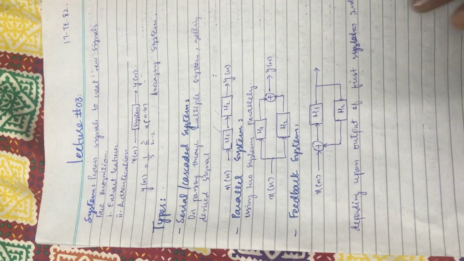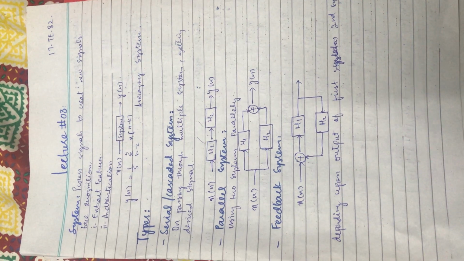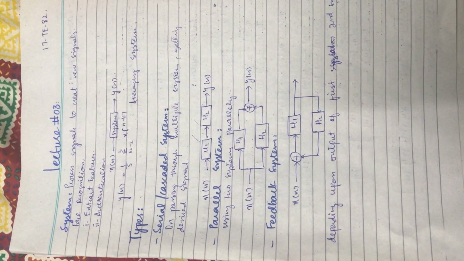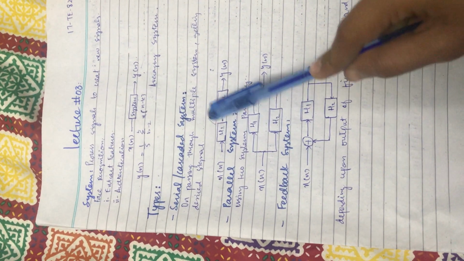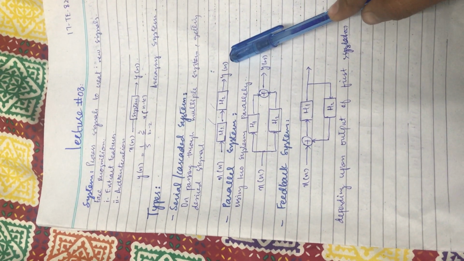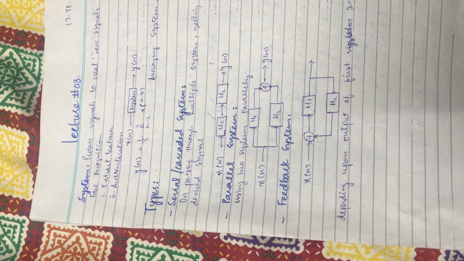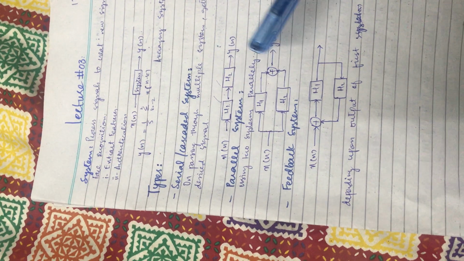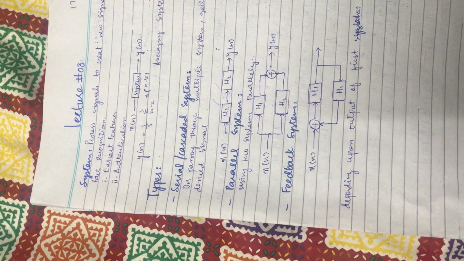The types of systems are the serial or the cascaded system, where on passing through multiple systems we get the desired signal. For example, first of all, it will go to h1, the first system, and then the second system. Then we'll get our desired output signal. The second one is the parallel system. In this type, there are multiple systems, and a signal has to pass through multiple systems at a time, parallelly.